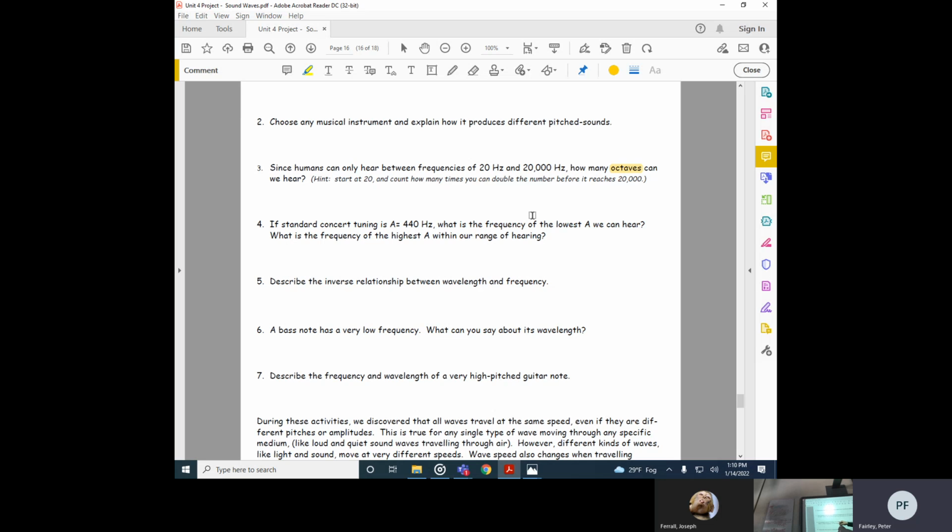So what is the A that's lower than that? 220. What's the A lower than that? Can we hear those? Yeah. What's the A higher than this? 880. What's the A higher than that? Double it. You get 1760, but that's okay. My question for you is, how many hertz for the lowest A that we can hear? And how many hertz for the highest A that we can hear?